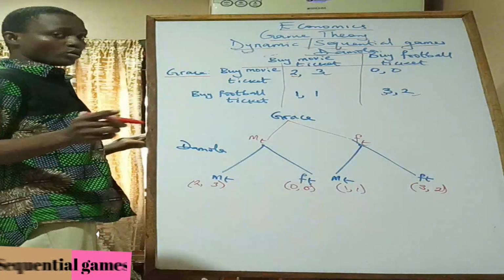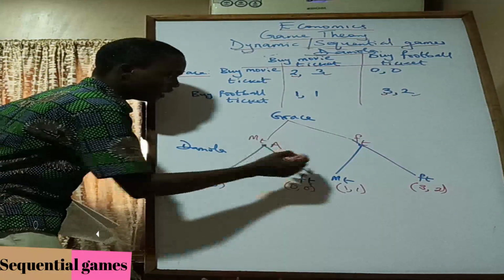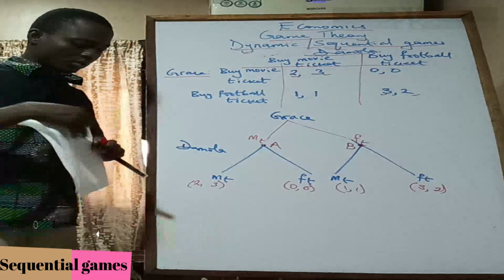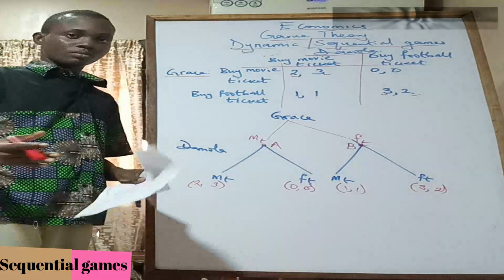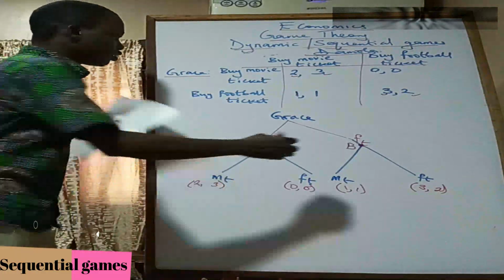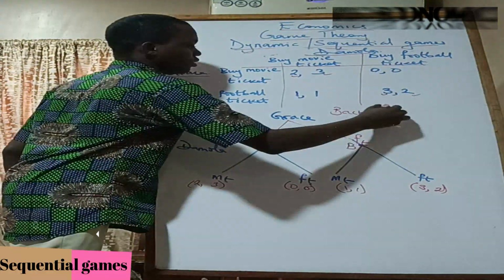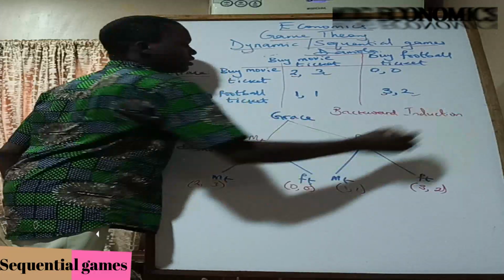Right, so I'm going to design something to make this very easy for you to understand. I'll call this point A or node A. I'm going to call this node B. All right, so the process that is used to get the subgame Nash equilibrium is what we call backward induction. Backward induction. So how does this work?